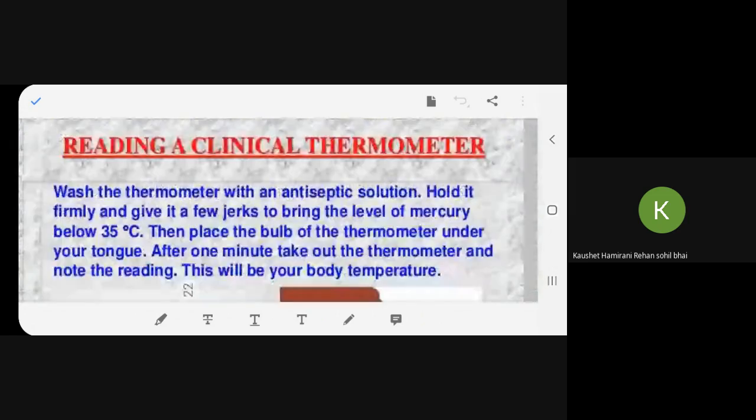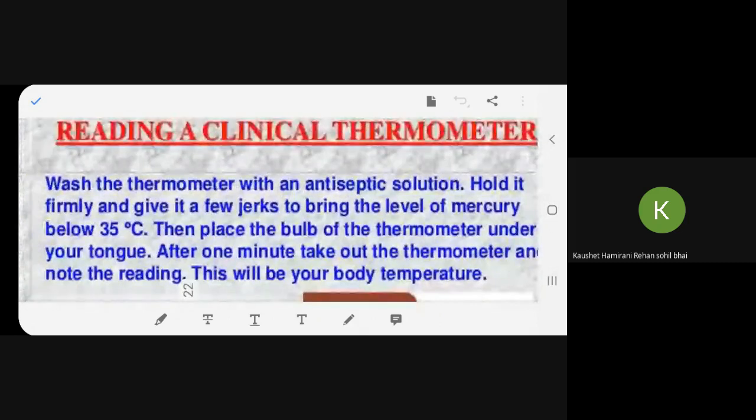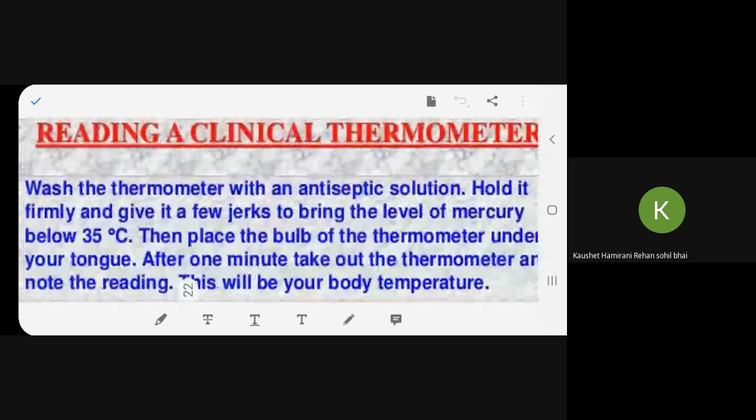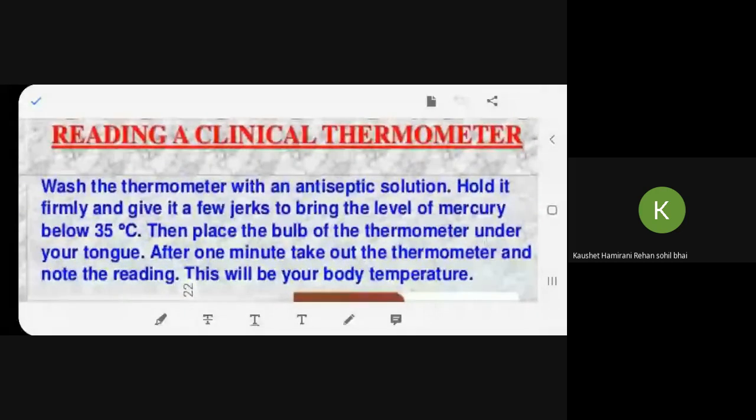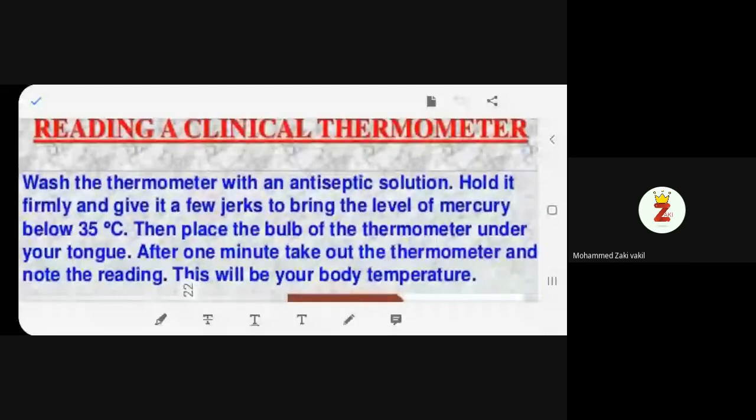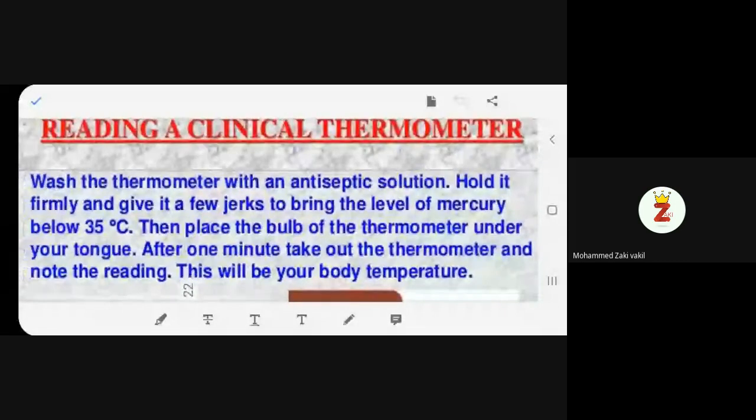Now, how do you read a clinical thermometer? Using a clinical thermometer. Wash the thermometer with an antiseptic solution. Hold it firmly and give it a few jerks to bring the level of mercury below 35 degrees Celsius. Then place the bulb of the thermometer under your tongue. After 1 minute, take out the thermometer and note the reading. This will be your body temperature.